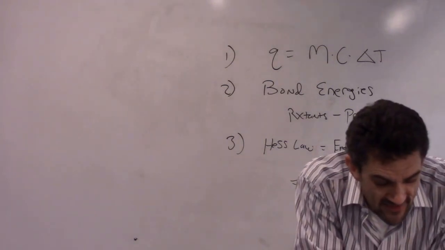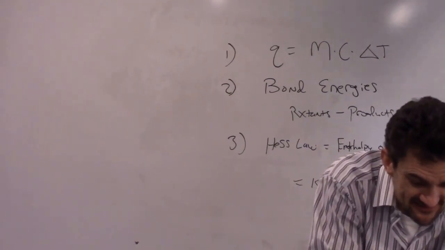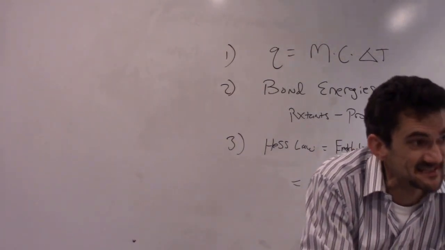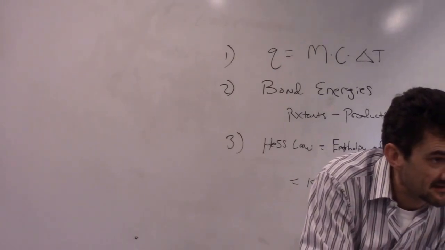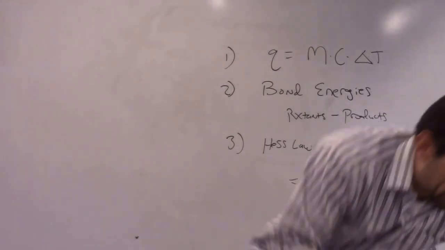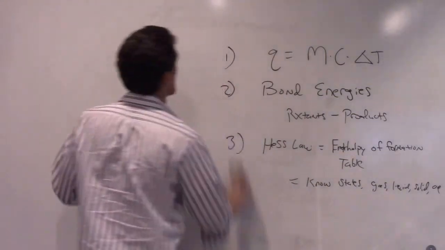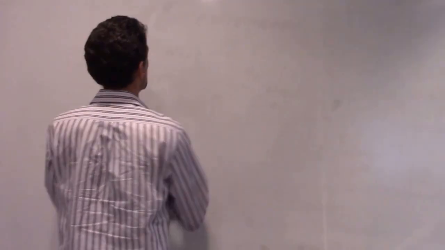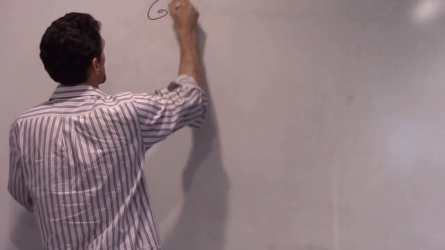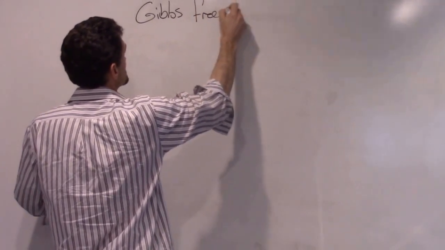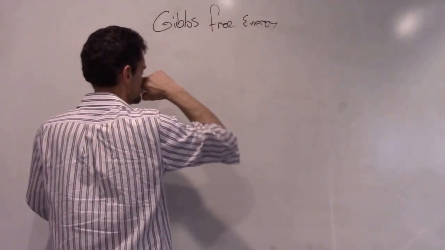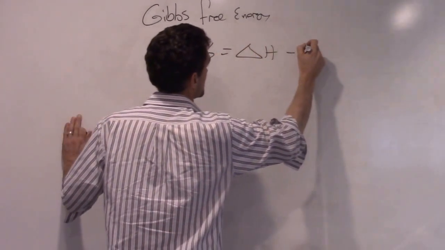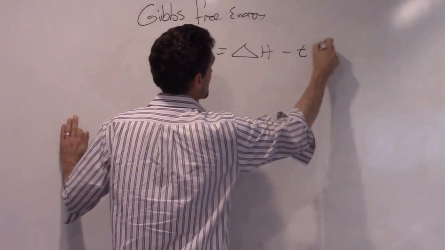So they gave us delta H, they gave us delta S, they gave us no temperature, but we know that in order for this to be spontaneous, delta G has to be negative. What's the Gibbs free energy equation? Delta G equals delta H minus T times delta S.